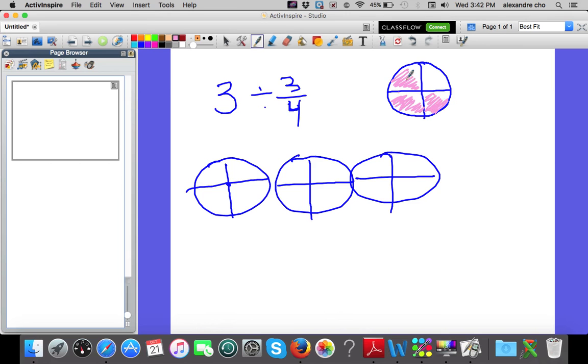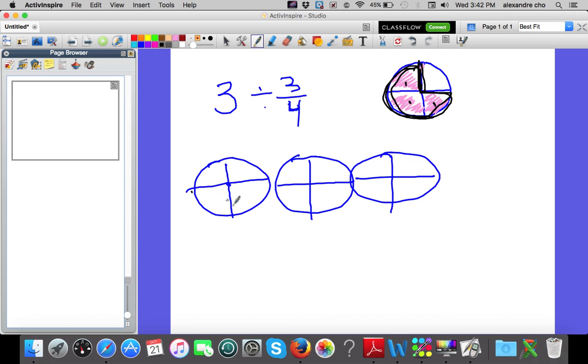So how many times can I fit this particular shape right here? I'm going to highlight this shape. This piece right here, that's 3/4. Okay, that's 1/4, another fourth, and another fourth, 3/4. So how many times can these 3 pieces fit in here?